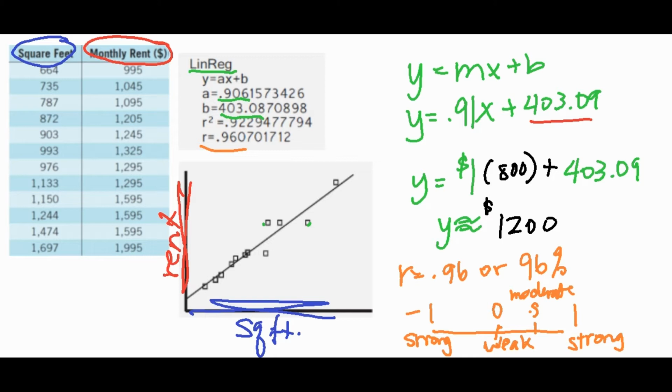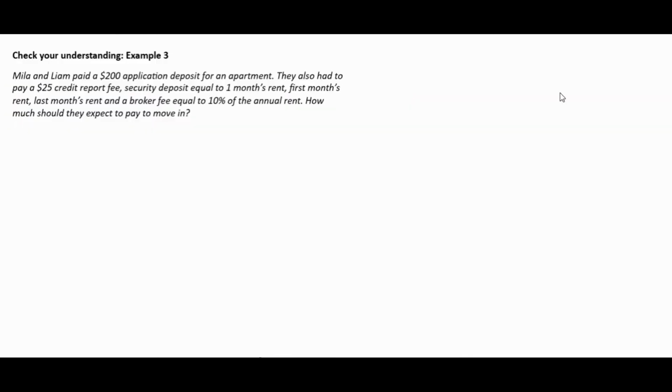Those two variables, the X and the Y variable, in this case square footage and monthly rent, if the correlation coefficient was low, we'd say it had a low correlation coefficient between those two things. But in this case, we understand that the more square footage we have, the more we're going to pay in rent. So it's a very strong correlation between the two. That's the end of example number 2.